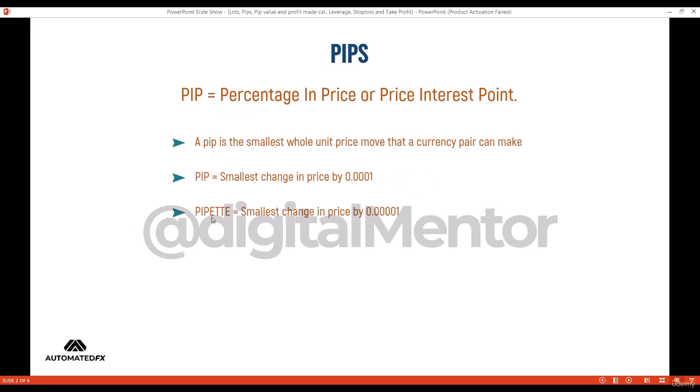Okay, and then we have what we call the pipettes, or the points. Now this is the smallest change in price by 5 decimal places, by 0.00001. So if the price moves from 0.00001 to 0.00002, it means the price has moved 1 pipette, or 1 point. Now there are 10 pipettes, or 10 points in 1 pip. Okay, there are 10 pipettes in 1 pip. So that's the basic idea of pip and pipette.